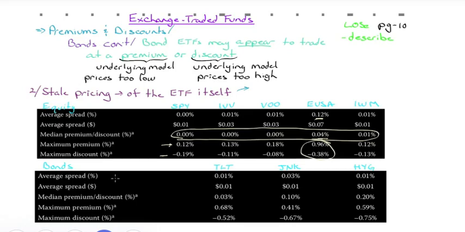Head down to the bonds, TLT, this is treasuries. And for the other 2, they're high yield. And high yield, well, you're talking about corporate issues in there. Some of them will not trade at all in a given year.